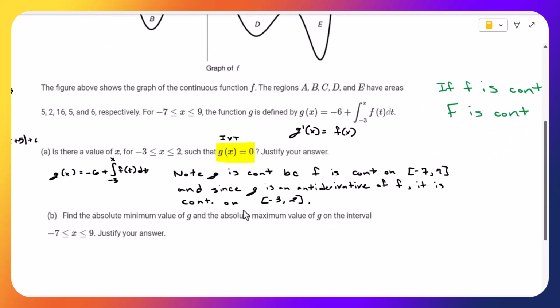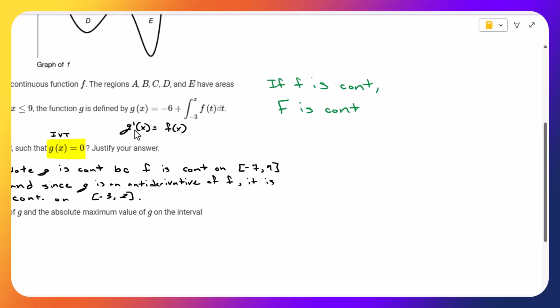Okay. So we've said that G is continuous. Now we just need to find G of -3 and G of 2. I'm going to have to come over to the side here because I'm running out of space. So G of -3 equals -6 plus the integral from -3 to -3 of f of t dt. And G of 2 equals -6 plus the integral from -3 to 2 of f of t dt.